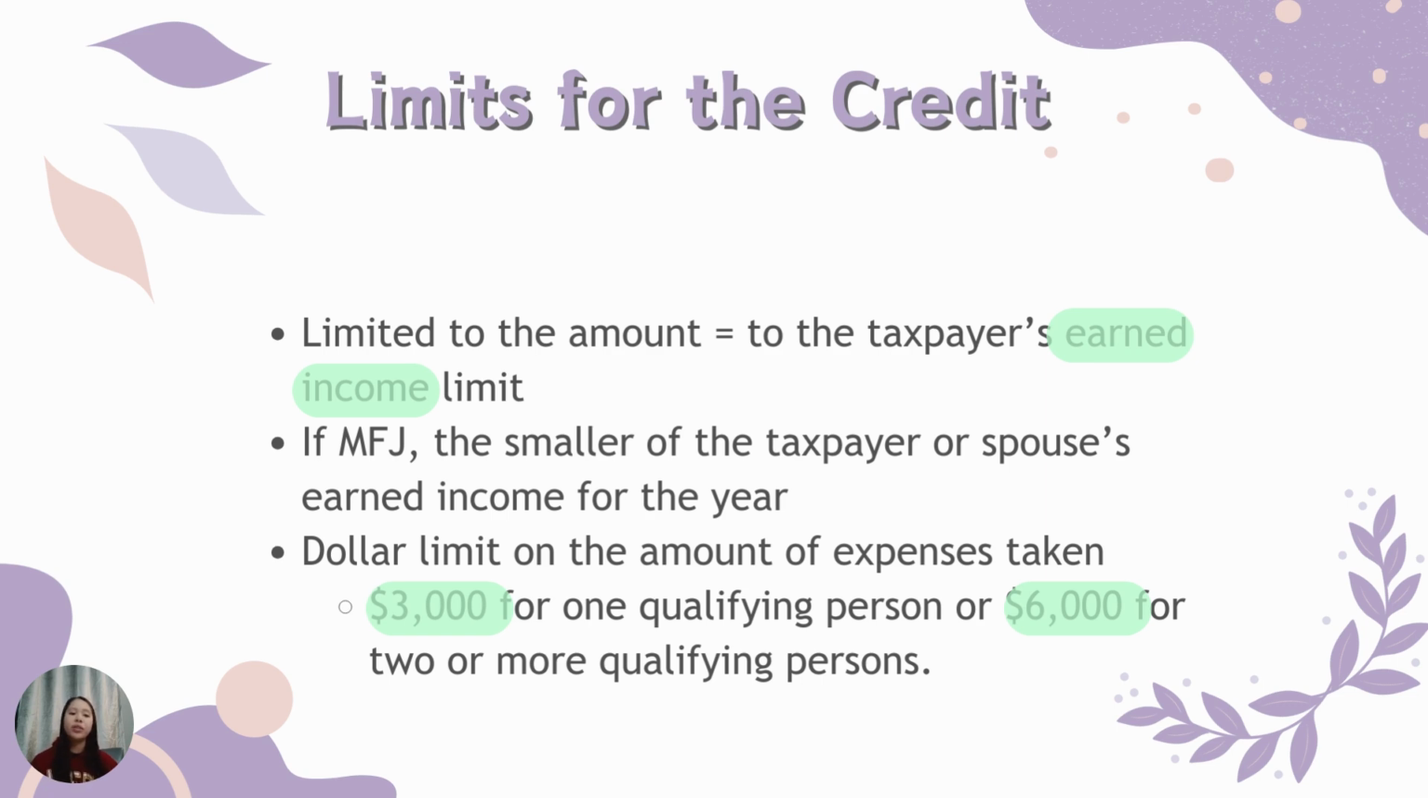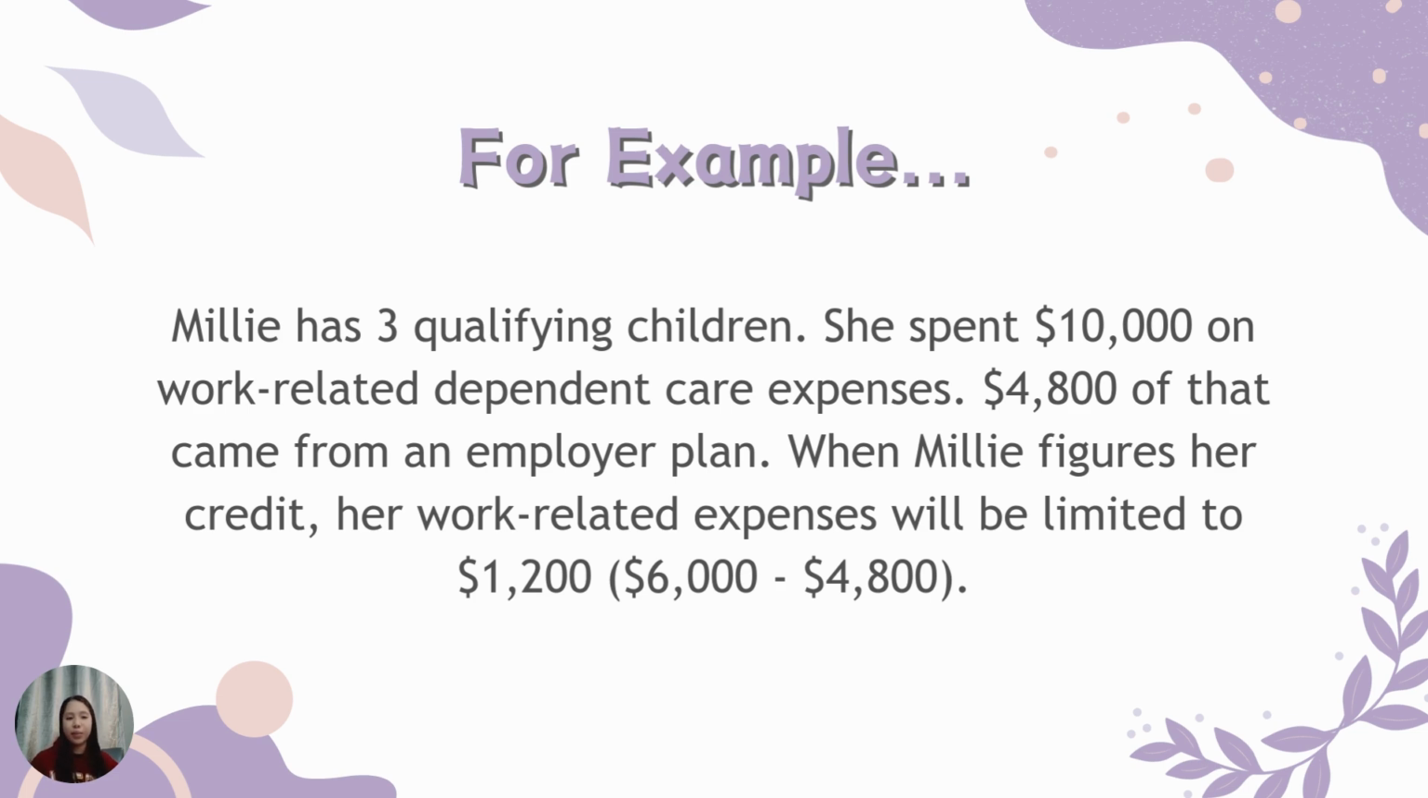And then we also have our dollar limit on the amount of expenses taken. It can't be over $3,000 for one qualifying person or $6,000 for two or more. And we have this example here. Millie has 3 qualifying children. She spent $10,000 on work-related dependent care expenses. 4,800 of that came from an employer plan. When Millie figures her credit, her work expenses will be limited to 1,200, which is how much she can subtract from her total tax having to be paid to the IRS as her dependent care credit.